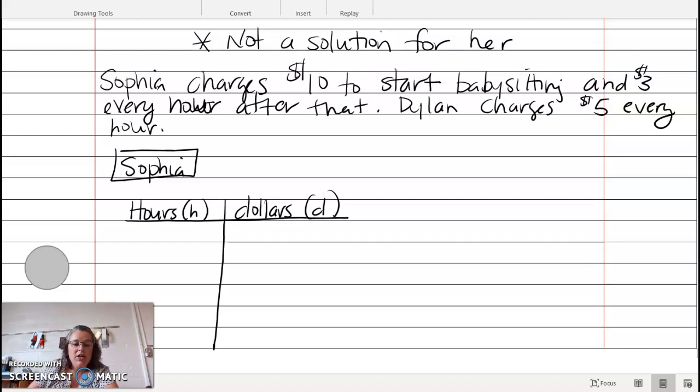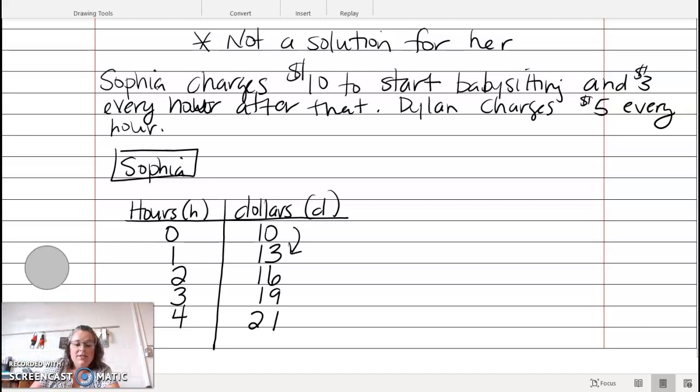Okay, so if she starts babysitting and works 0 hours, she still ends up getting the $10 to start no matter what, which is nice for her. So she's got that banked. But as soon as she works an hour, she's got $3 more, putting her at 13. And then 2 hours, she's got $3 more, putting her at 16. 3 hours, she's got 19. 4 hours, she's got 22.